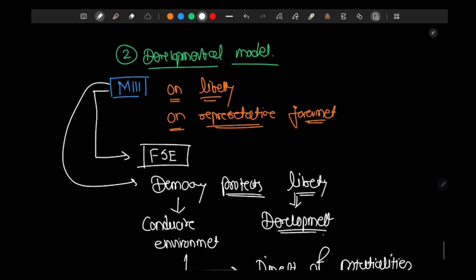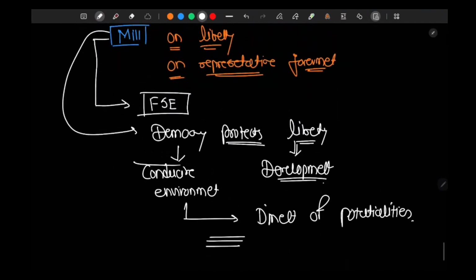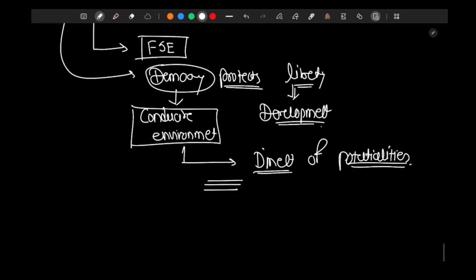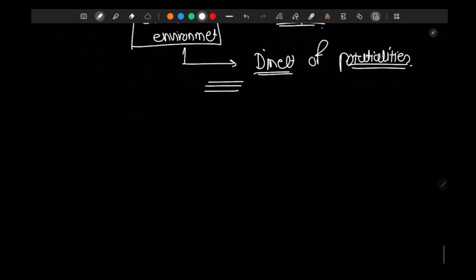This much is only the developmental model, whereby a conducive environment will be provided by democracy for the development of potentialities, to get from potentiality to actuality, to fulfill teleology. Try to remember Aristotle. But what is the issue with Mill? If a question comes, write a criticism of the developmental model of democracy, you will write the issues with Mill, that he is a reluctant democrat.